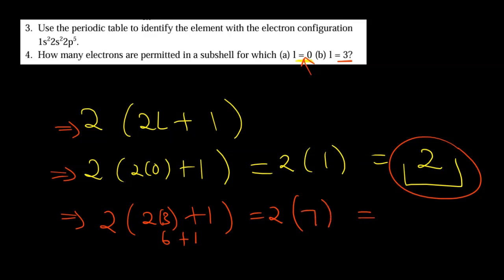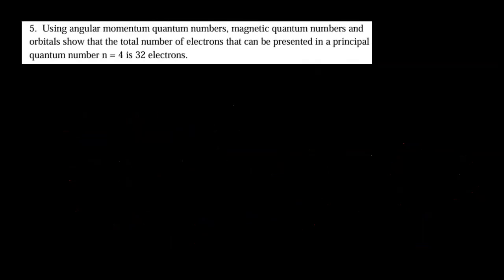So it means the number of electrons permitted here will just be what? 14 electrons. So you can use this short version, or you can use the other one where I was explaining everything. It's up to you. Okay, so let's look at question 5 now.